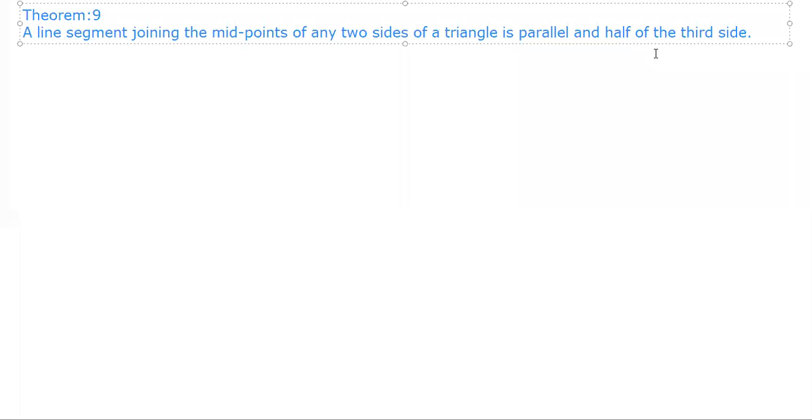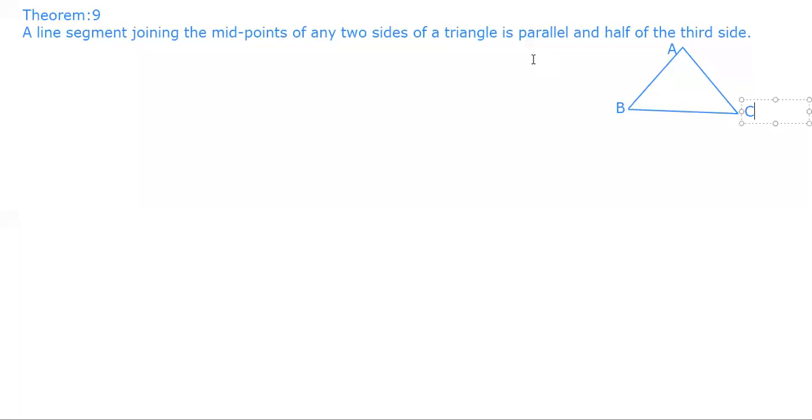Now, let's take a triangle ABC. Suppose this is triangle ABC, with vertices A, B, and C. Now, suppose this is the midpoint of AB, D, and this side, this is the midpoint of AC, E. D is the midpoint of AB, and E is the midpoint of AC.